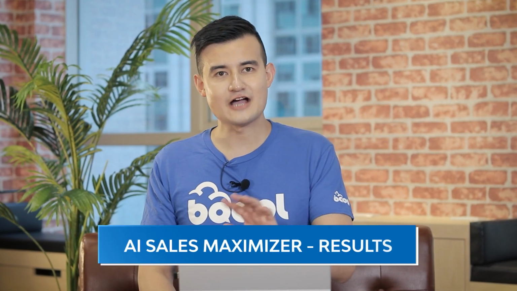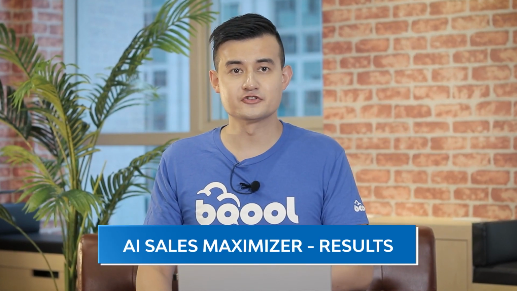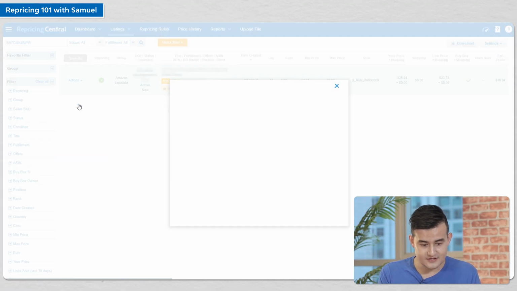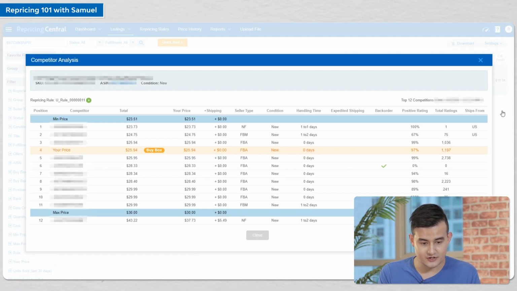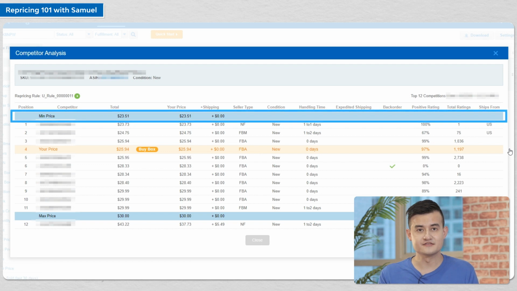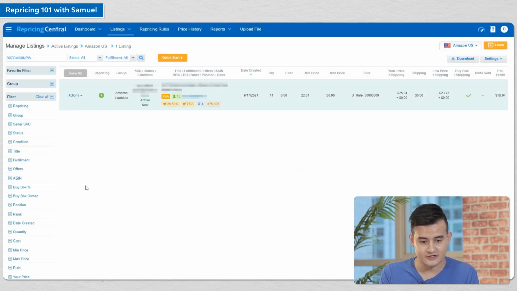Let's go over some of the actual results of the AI Sales Maximizer. Here is a listing that is using the AI Sales Maximizer, and you can look at the competitor analysis. The listing is priced competitively. The min price gives enough room to compare against the current competitors. There are many other competitors for this listing. Let's take a look at how this rule functions.